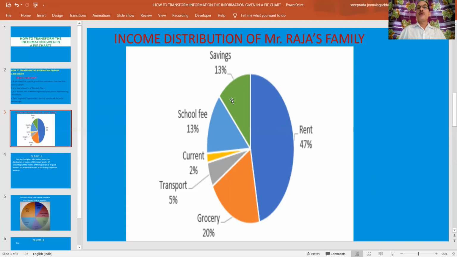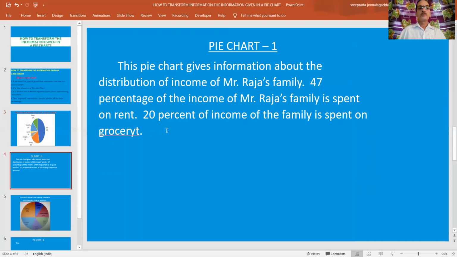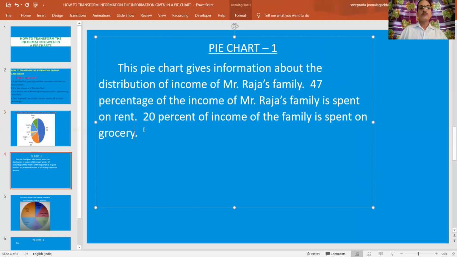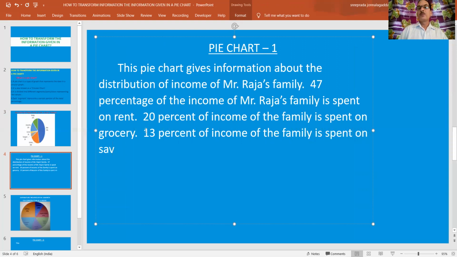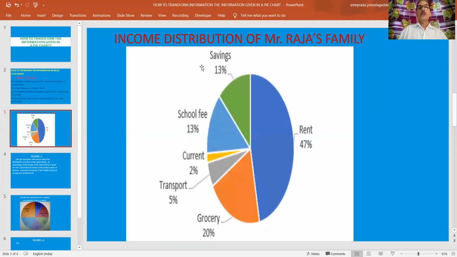13% of the family's income is spent on savings, and 13% on school fees. That means 13% of income of the family is spent on savings, and 13% on what? 13% on savings and 13% on school fees.